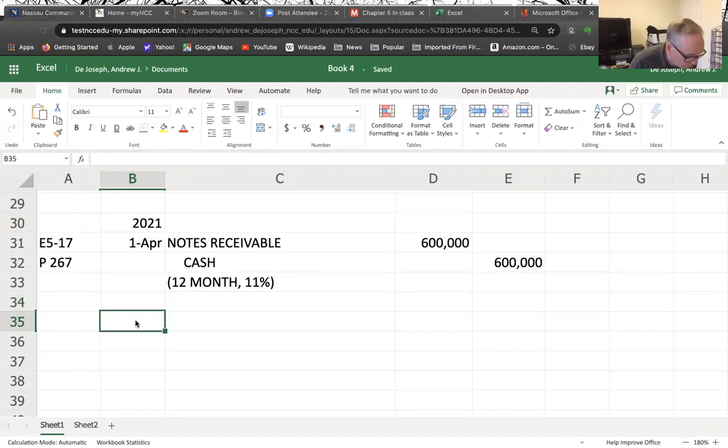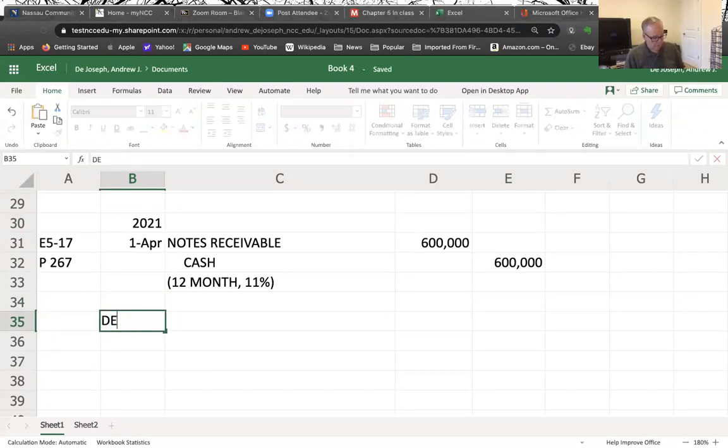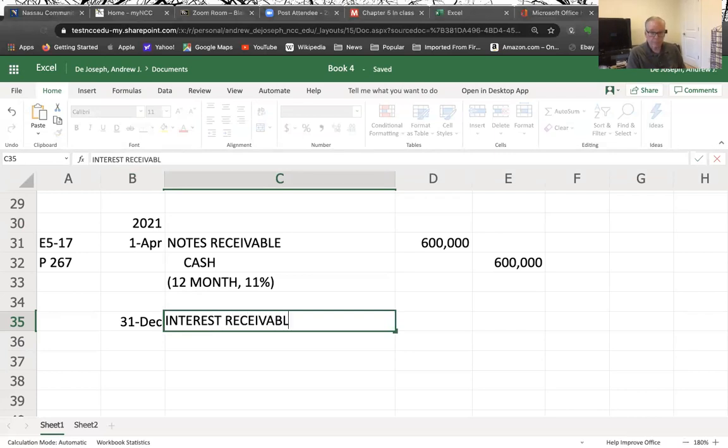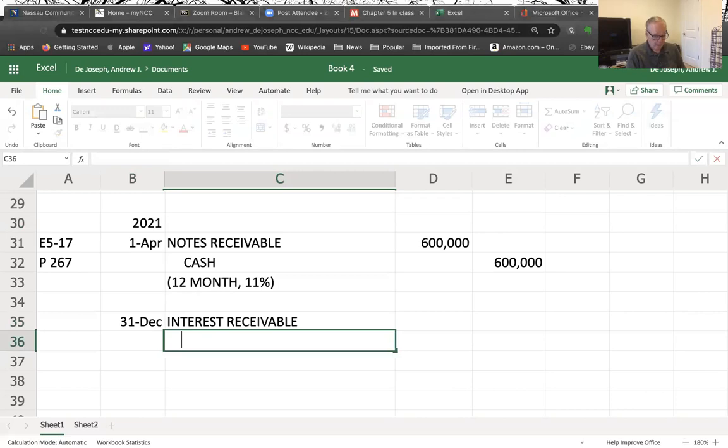Number two, what adjustment do I make for accrued interest at December 31st? Okay, now remember, you're the lender, not the borrower. If you were the borrower, you would debit interest expense and credit interest payable. But since you're the lender, you're going to debit interest receivable and credit interest revenue.